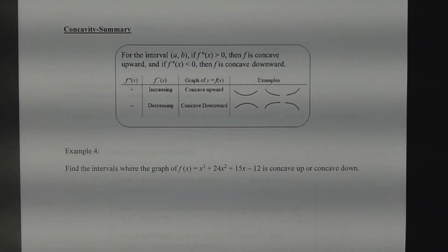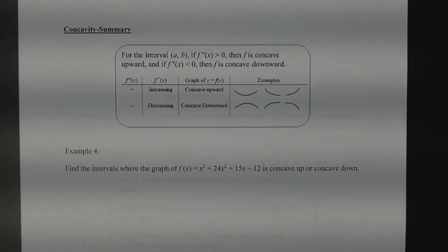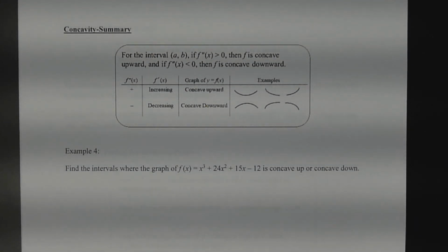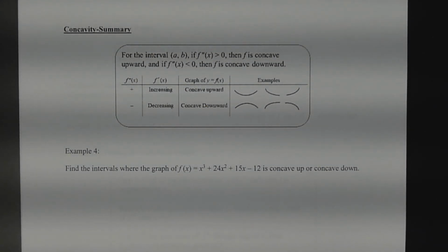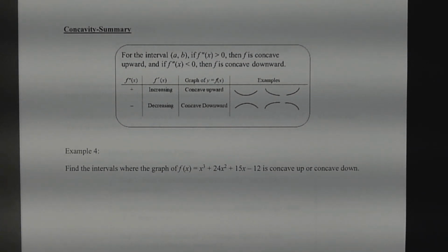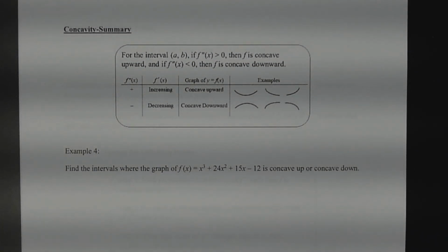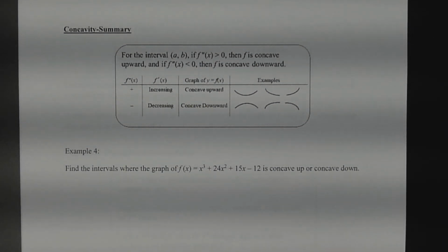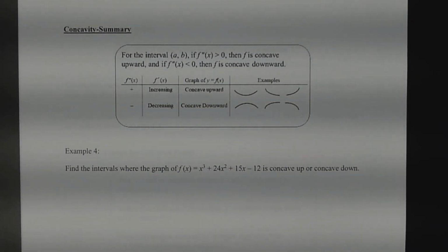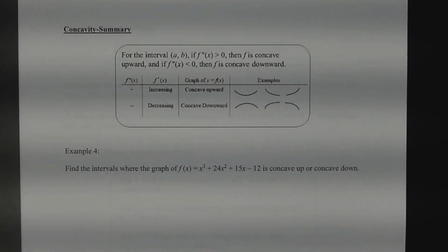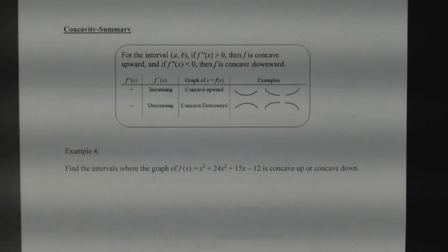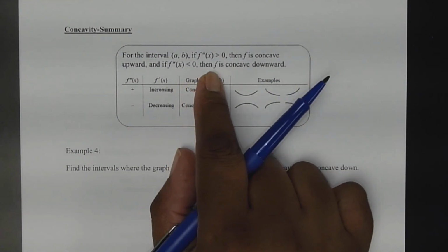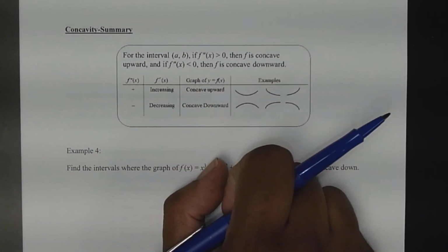Now we're going to be using that to help us determine the intervals where the graph of a function is concave up or concave down. And here's the summary. For the interval a comma b, if f double prime of x is greater than 0, then the function f of x is concave upward. And if f double prime of x is less than 0, then your function will be concave downward.